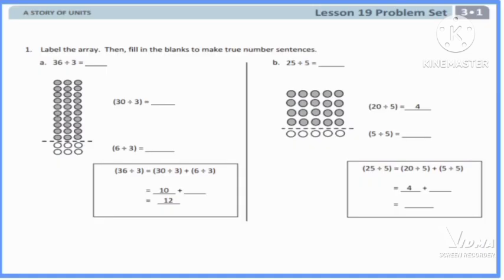Alright, complete your lesson 19 problem set. Lessons 18 and 19 problem set. Basically the same thing, more activities for you to understand these 2 lessons.